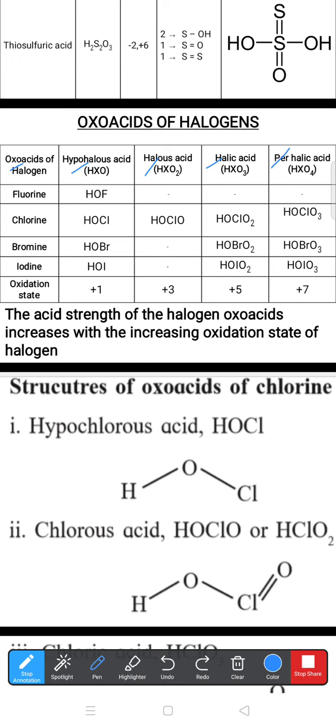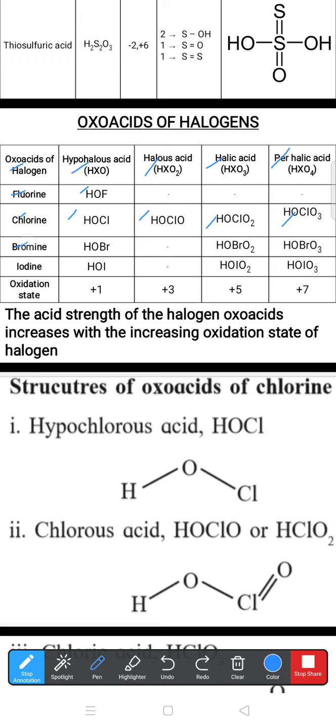One by one we'll see about fluorine. Hypohalous acid is HOF. The rest of the acids cannot be formed. Chlorine, HXO means hypohalous acid is HOCl, halous acid is HOClO, and halic acid is HOClO2, as well as perhalic acid is HOClO3.